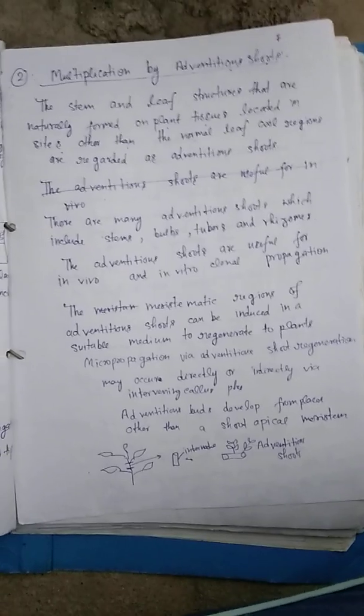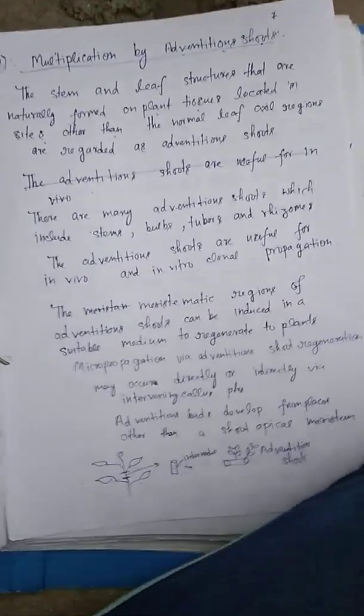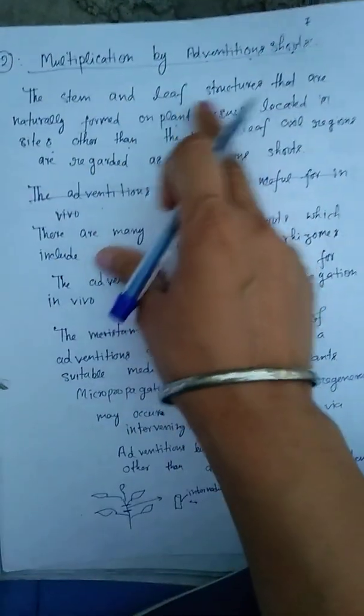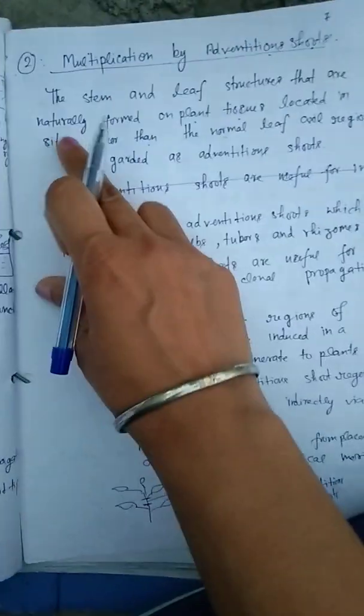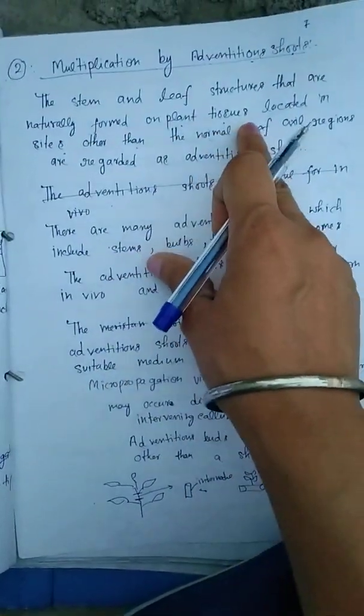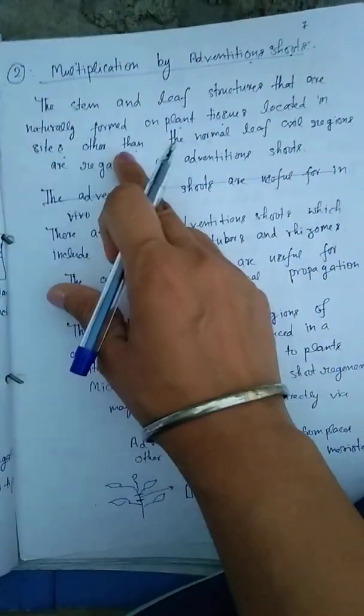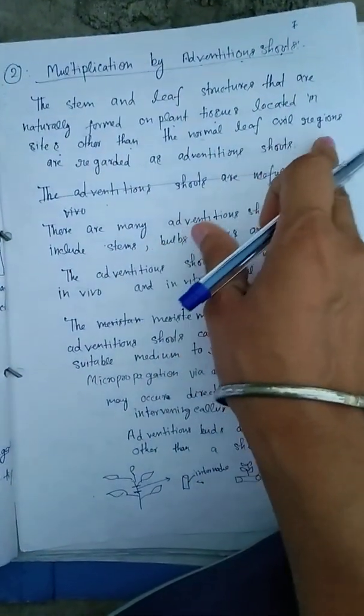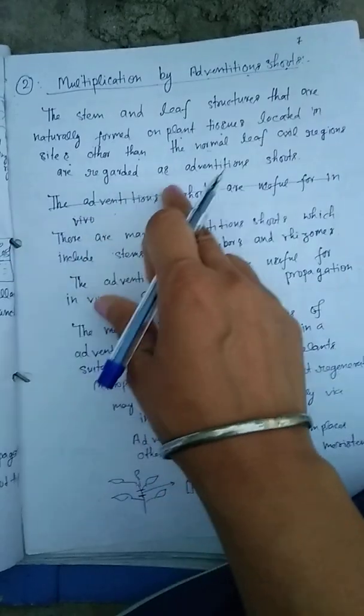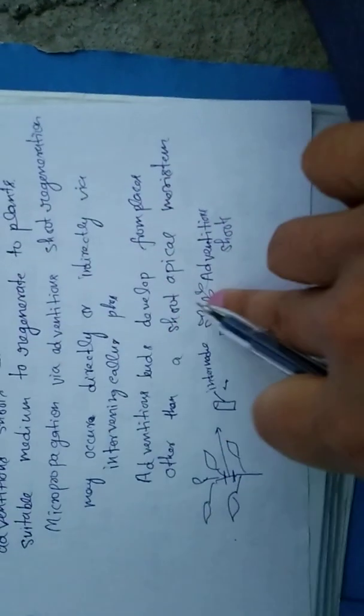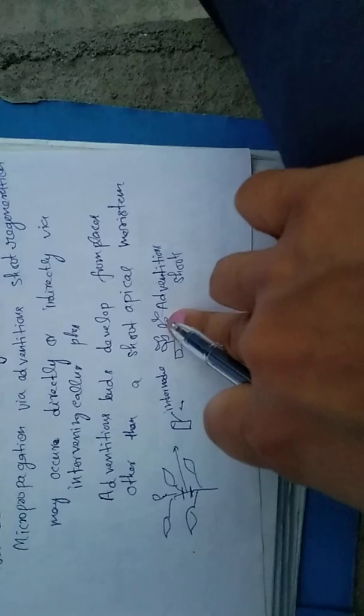In this procedure, we will take the adventitious shoots. Then what are adventitious shoots? Adventitious shoots are the stem and leaf structures that are naturally formed on plant tissues located in sites other than the normal leaf axial regions. So this picture is showing adventitious shoots.